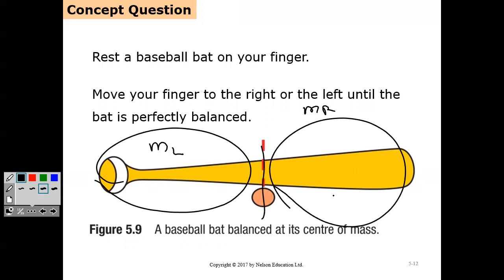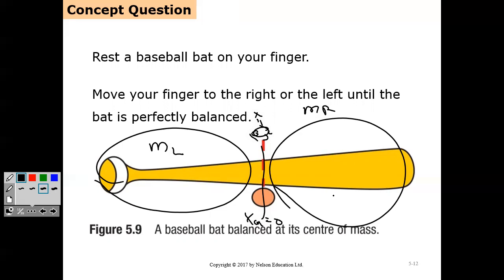So let's say this is x equal to 0. So x center of mass is 0, because I put x equal to 0 there. We know this is where the center of mass is. Now, my question is, you have to check the statement. The first statement says ML is equal to MR. Is it correct? No. The answer is no.